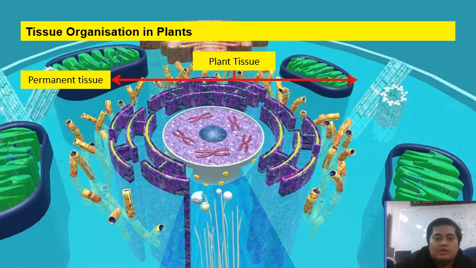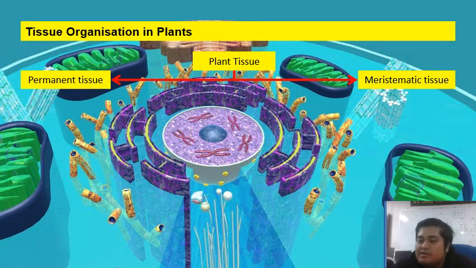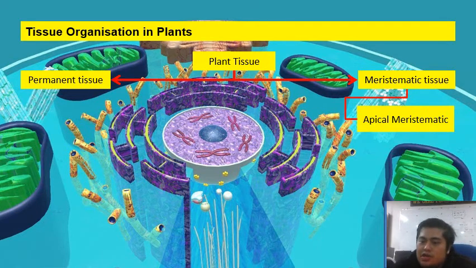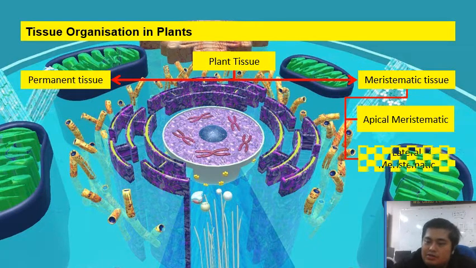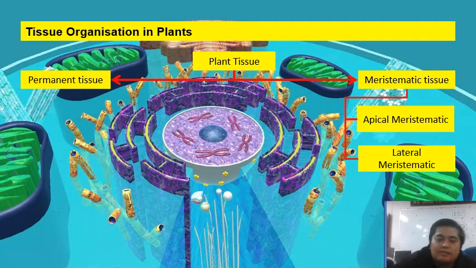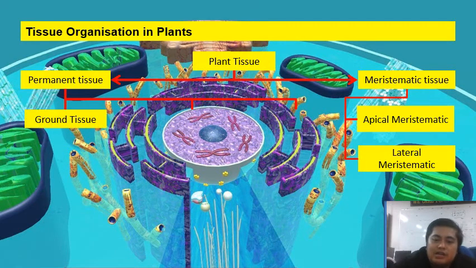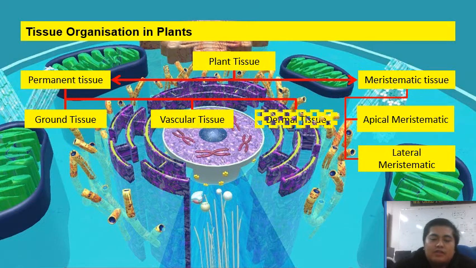So, plant tissue is divided into 2. They are permanent tissue and meristematic tissue. So, untuk meristematic tissue, kita ada apical meristematic tissue and kita ada lateral meristematic. Untuk permanent tissue pula, kita terbahagi kepada 3, iaitu ground tissue, vascular tissue and dermal tissue.